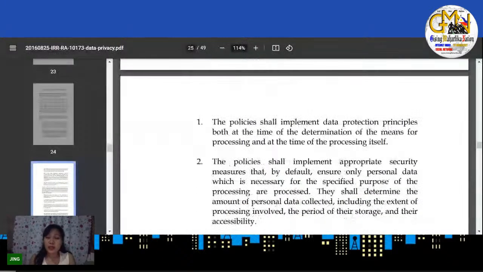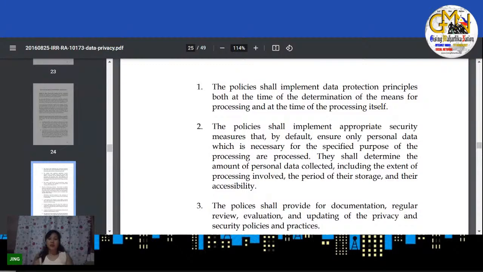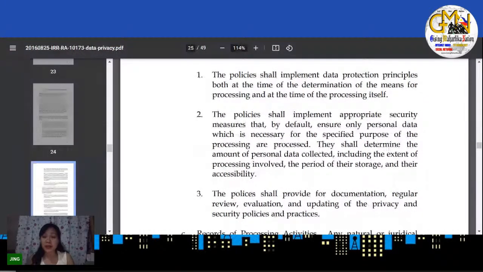The policy shall implement data protection principles, both at the time of determination of the means for processing and at the time of processing itself. The policies shall implement appropriate security measures that, by default, ensure only personal data which is necessary for the specified purpose of the processing are processed.